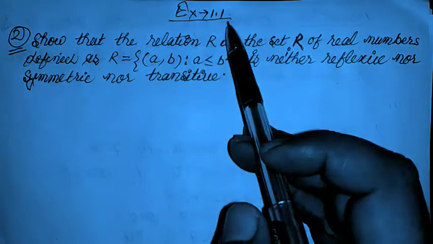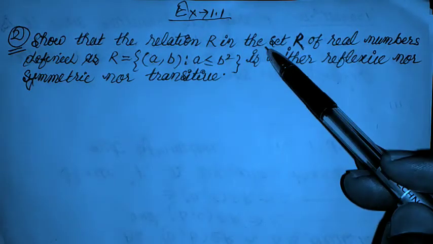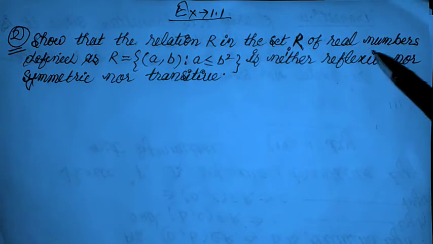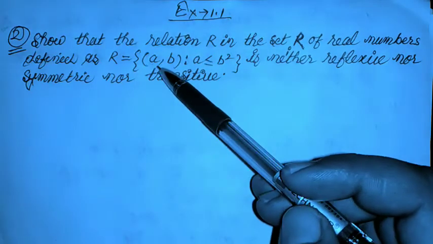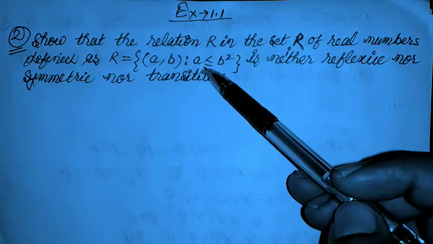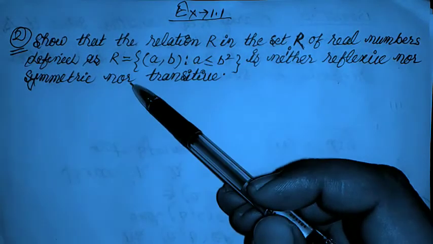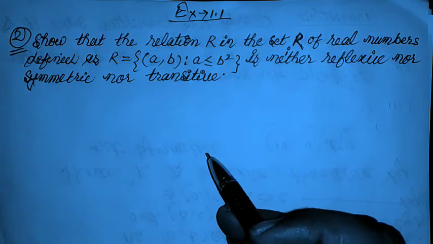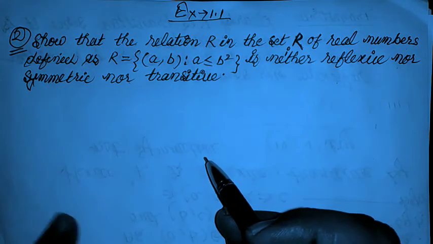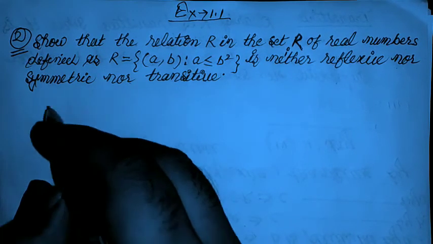This is exercise 1.1, question number 2. Show that the relation R in the set R of real numbers, defined as R = {(a, b) : a ≤ b²}, is neither reflexive nor symmetric nor transitive. So we need to show that it is neither reflexive nor symmetric nor transitive. So let's move to the question.